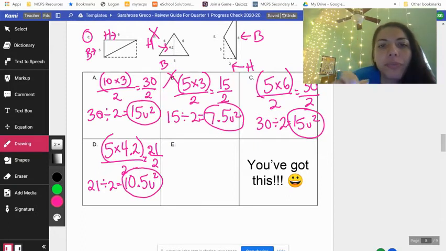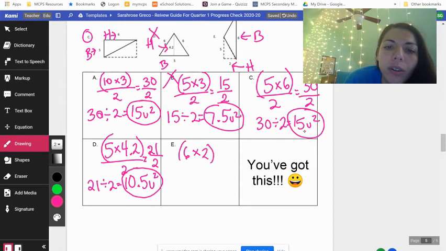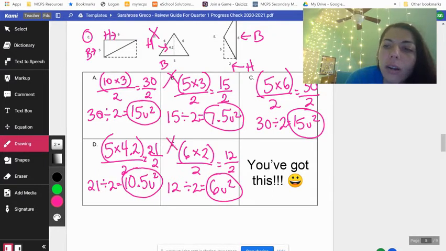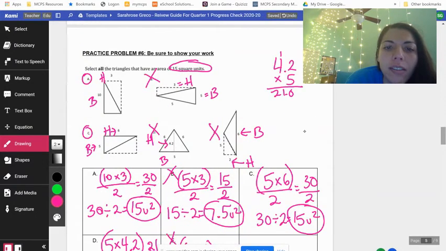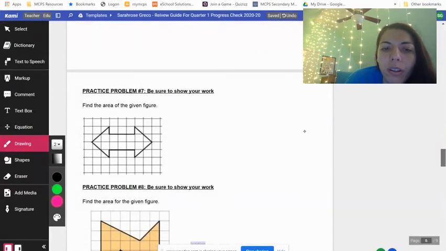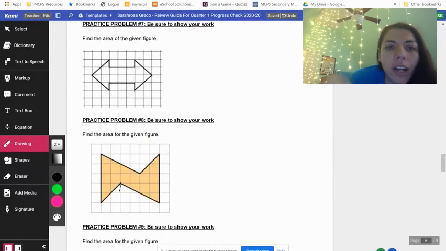I'm always circling my answers, even though it's wrong, so my teacher can see exactly where my answer is. Okay, and for letter E, we said base was 6. We said height was 2. I don't know what's going to work. 6 times 2 is 12, and 12 divided by 2 is 6 units squared. That does not work. It's out. So E's out. So your only options were A and C. A and C were the only ones that worked for those. Find the area of the given figure. I'm going to break it apart.